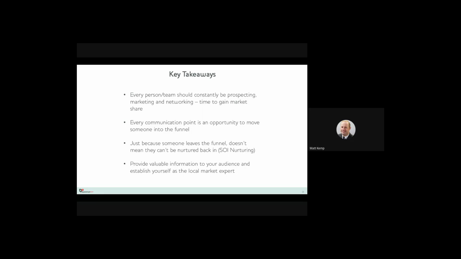So for every communication point, think, all right, I'm going to need to get this information, whether it be an address for direct mail, email address, phone number, any of these things. All of your operations are going to tie directly into getting folks into that funnel. And again, marketing and SOI follow-up is so very important, because just because someone leaves that funnel doesn't mean that you can't nurture them back in or have them reach out to you whenever it's their time to sell or their time to buy.